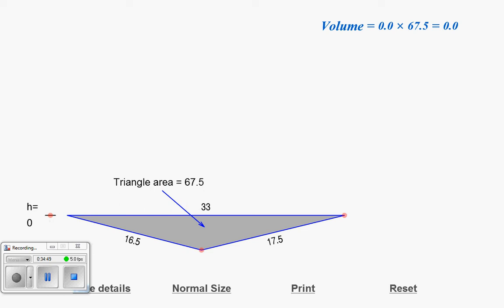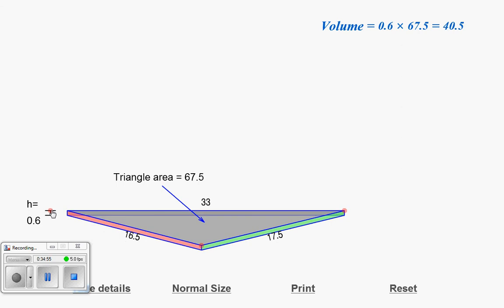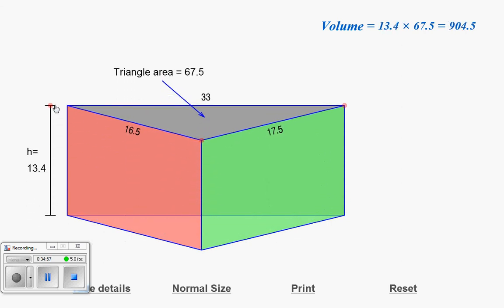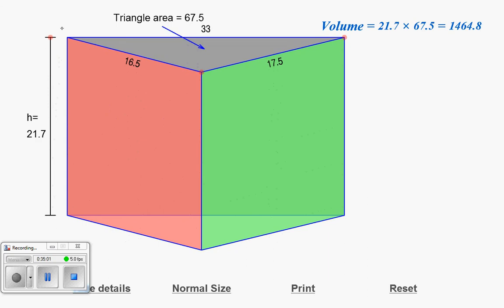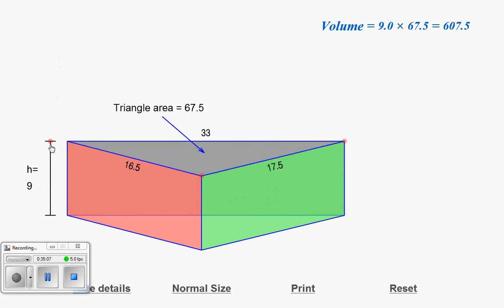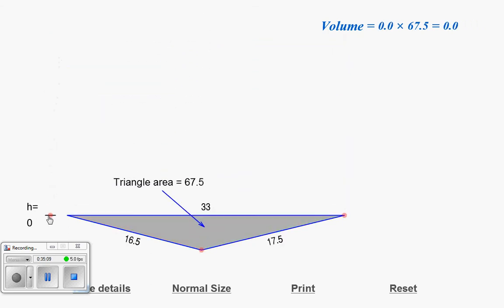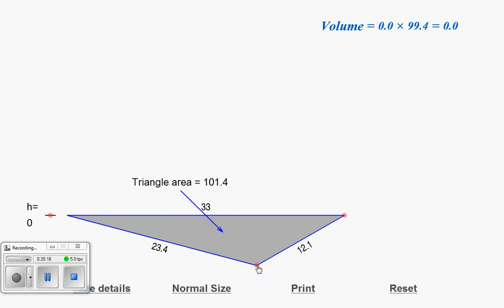So to find volume, you start by finding the area of the base. Then you simply times by the height. Notice, watch those numbers on the right-hand side. Those numbers get bigger. In other words, the volume increases as the height increases. So let me show that once again to you. If you look closely, the gray area is area of the base, 67.5 in this diagram. I could change it if I want.